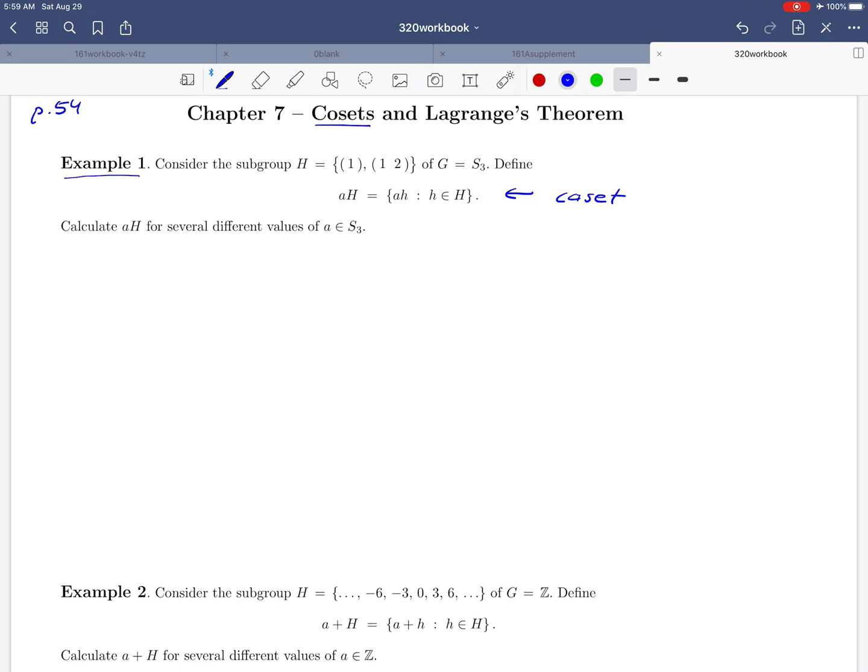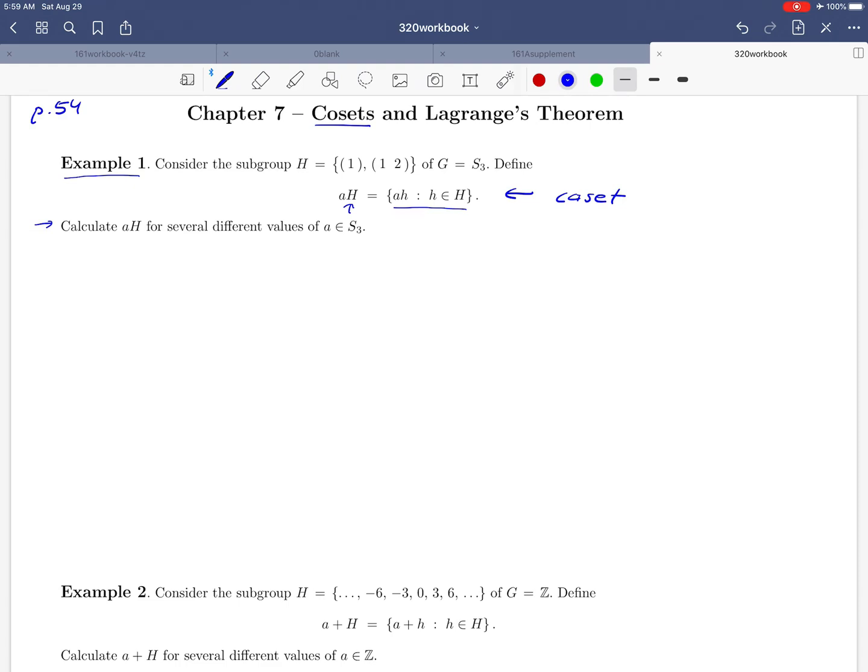So A times H. Notice that H is a set, and the definition is that we're just going to take the element A and multiply it one at a time by everything that lives in our subgroup H. So this is going to be a set that we get by multiplying A through our subgroup essentially. They'd like us to calculate this coset AH for several different values of A in our group. All right, so let's do this calculation and see how it looks.